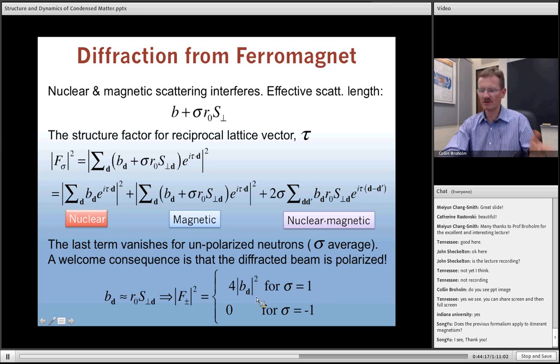And there are certain crystals which manage to make these things become similar in magnitude, and then you can actually manage to have, for one spin state, a finite value, and for the other spin state, you can have it actually vanish.